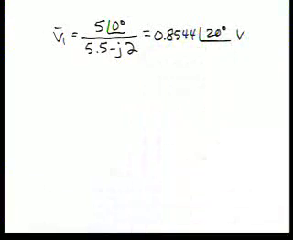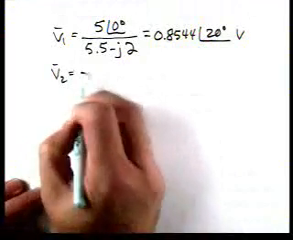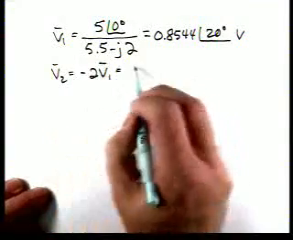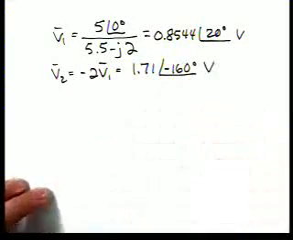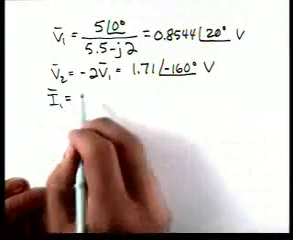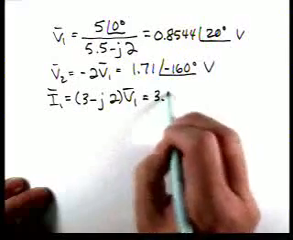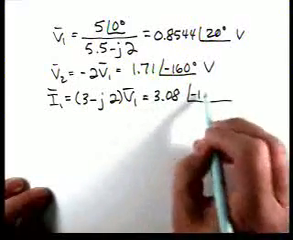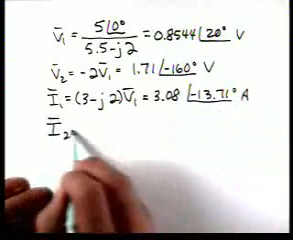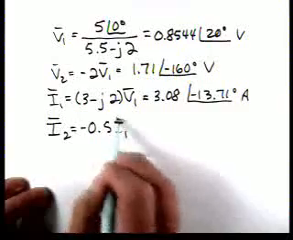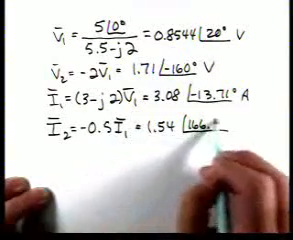So it's 0.8544 at an angle of 20. V2 is minus 2V1, and that's 1.71 at an angle of minus 160. I1 is 3 minus j2 times V1, which is 3.08 at an angle of minus 13.71. And then I2 is minus 0.5 I1, and that's 1.54 at an angle of 166.3.